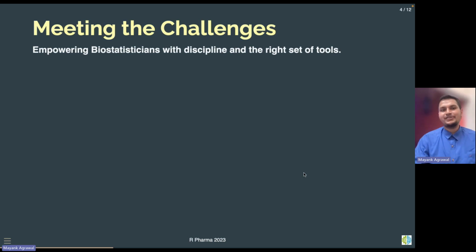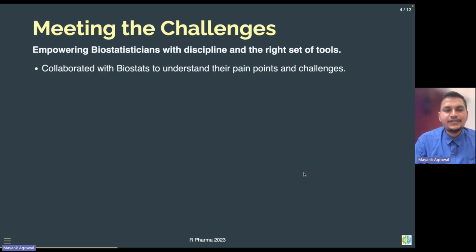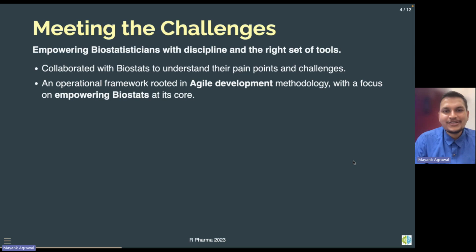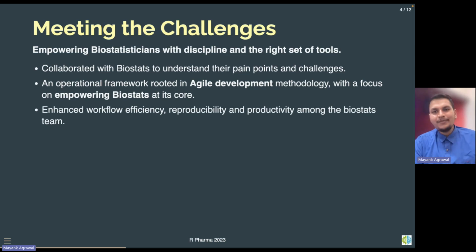So how do we meet those challenges? To empower biostats with the right set of tools to increase their efficiency, we collaborated with biostats to understand their pain points, workflows, and challenges in their current system. We then developed an operational workflow which was rooted in agile development methodology with a focus on empowering biostats at its core. So all these tools of the agile development framework were built around biostats to help increase efficiency, reproducibility, and productivity among the entire team.